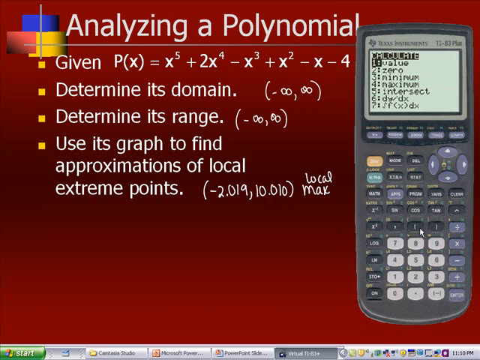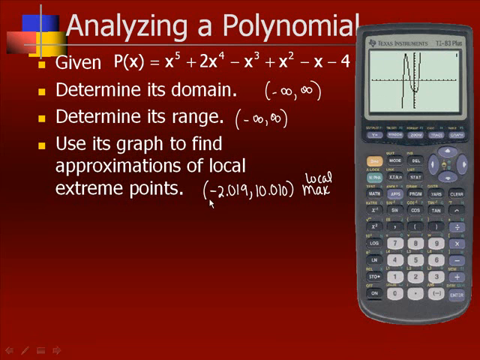Local min, same thing. Second calculate number 3. We're to the left of the lowest point. Cross over. We're to the right. Press enter, which would give us 0.408, -4.243, and that would be our local min.